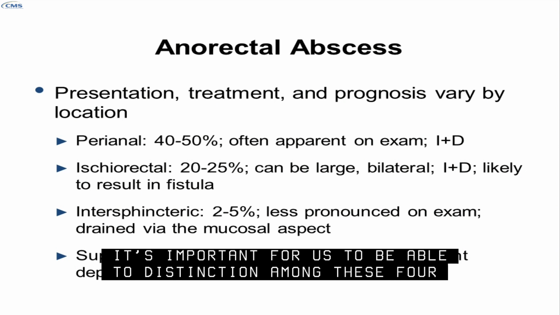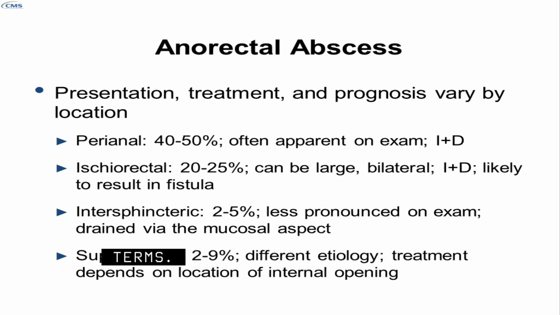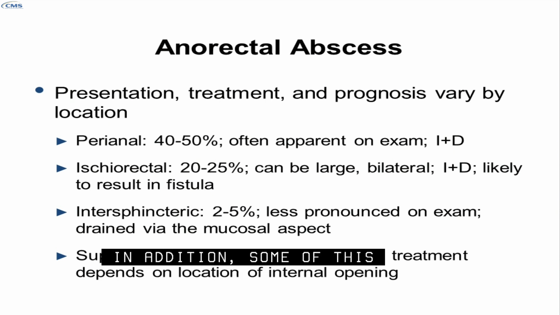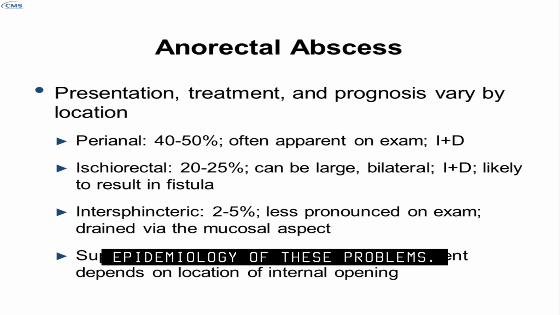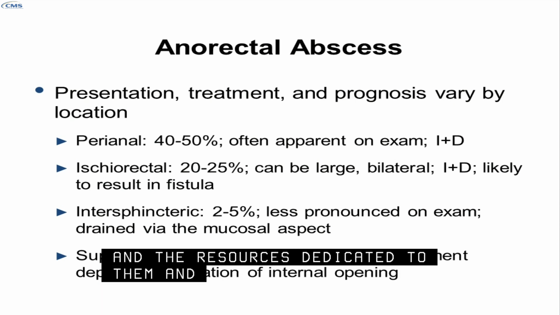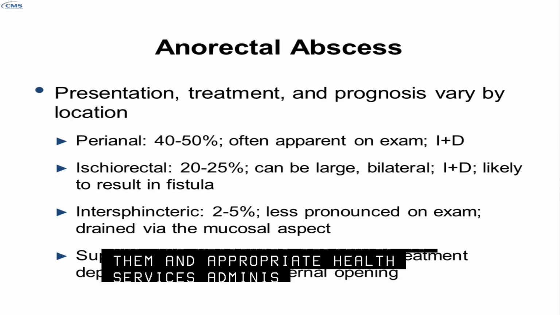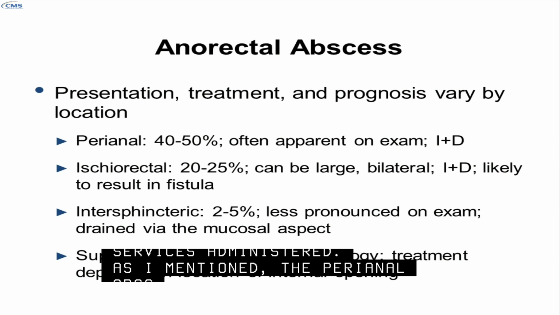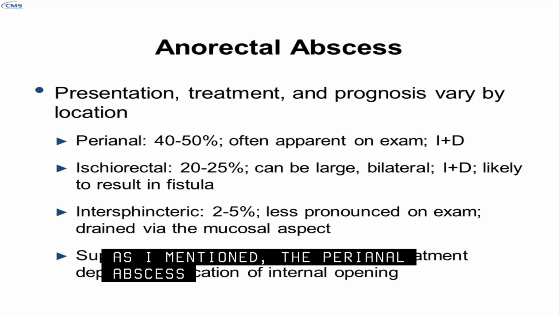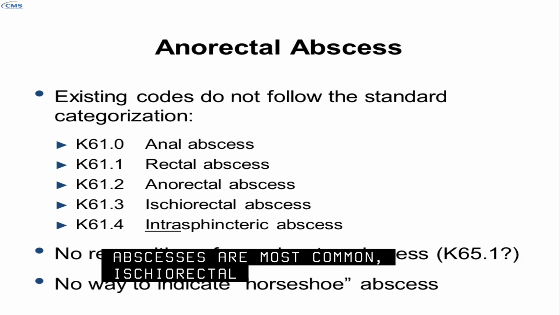In addition, some of this information is included here. It can help from understanding the epidemiology of these problems and the resources dedicated to them and appropriate health services administered. And so, as I mentioned, the perianal abscesses are the most common. Ischiorectal, the next most common. Intersphincteric and supralevator are quite a bit less usual. And as I mentioned, the treatment varies really by the category.